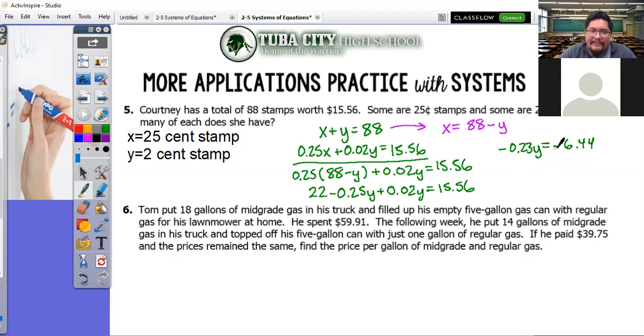Now, if I managed to work this out a little bit better, they would have been both positive. But again, this happens sometimes. Don't be afraid when it happens. I'm just going to have to divide both sides by negative 23 cents, which, negative divided by a negative, would be positive. And it doesn't make sense that you'd have negative stamps. So if you get a negative number, that should fail the sniff test, because is it possible to have negative stamps? No, it's not possible at all. It's absurd to have negative stamps.